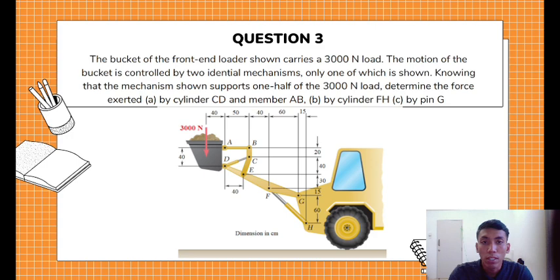The question number 3 is: the bucket of the front end loader shown carries 3000 N load. The motion of the bucket is controlled by two identical mechanisms, only one of which is shown. Knowing that the mechanism shown supports one half of the 3000 Newton load, determine the force exerted: A, by cylinder CD and member AB; B, by cylinder FH; and C, by pin G.